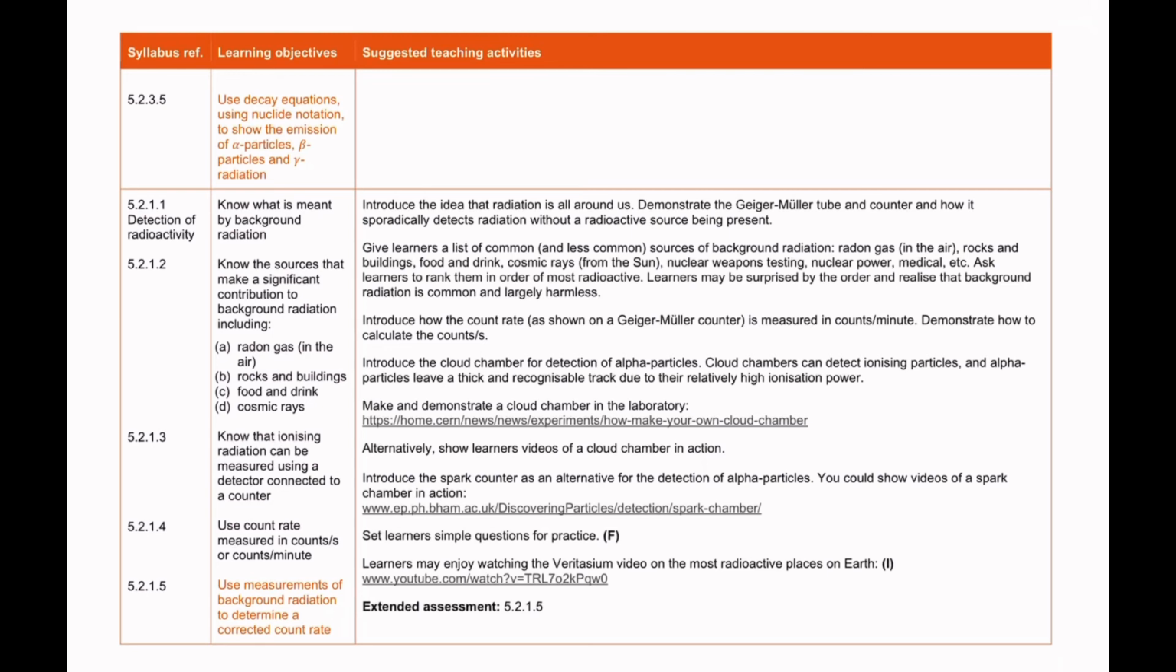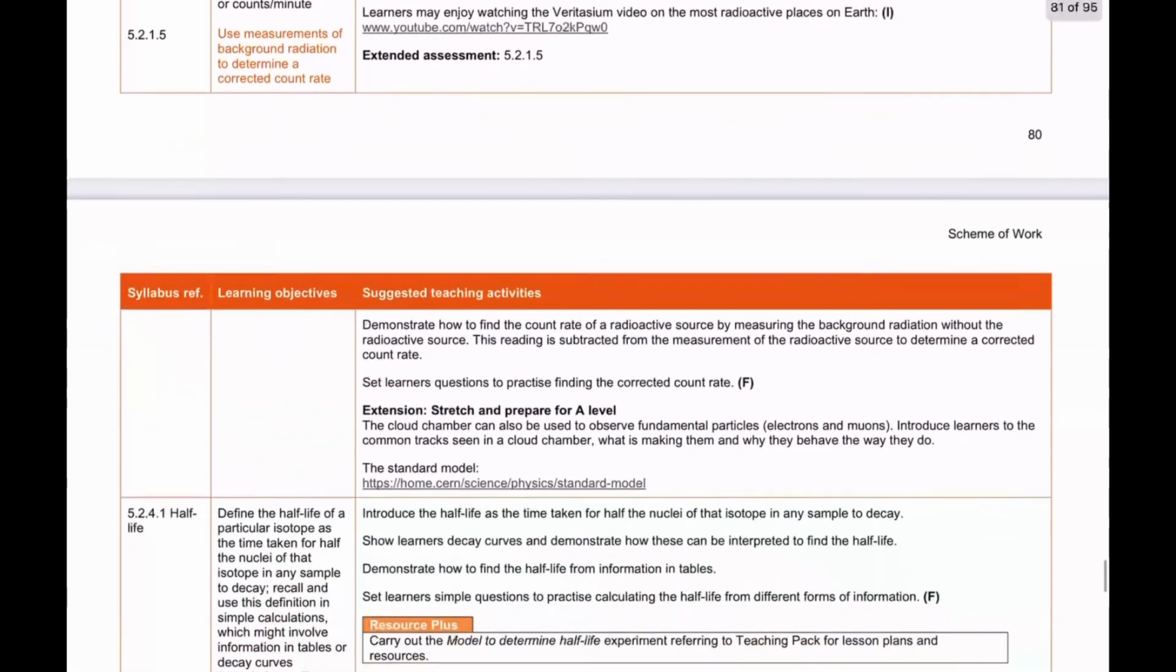Use count rate measured in counts per second or counts per minute. Use measurements of background radiation to determine a corrected count rate.